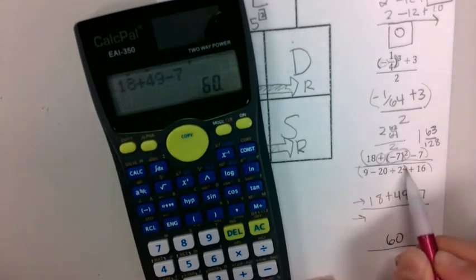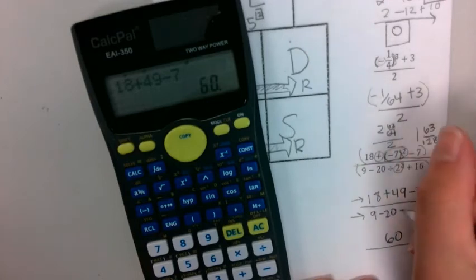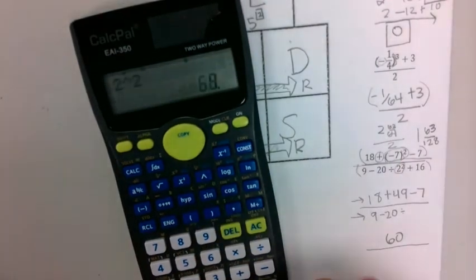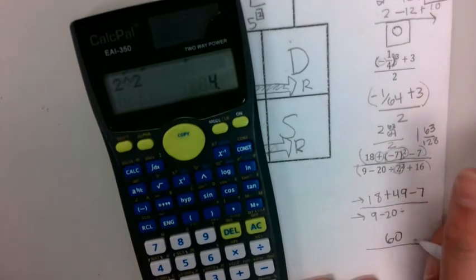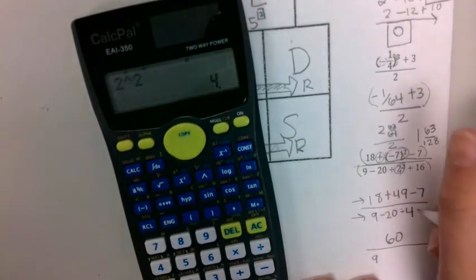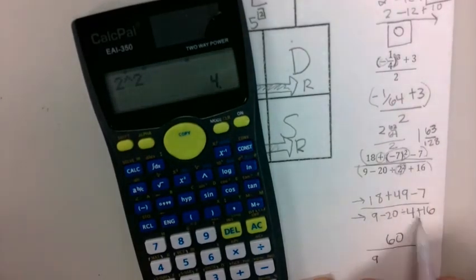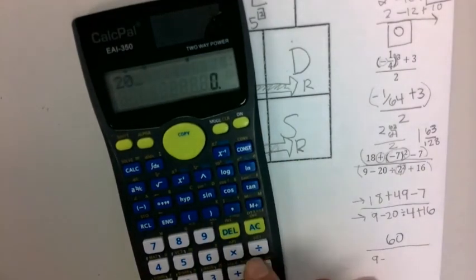So if I'm looking at the bottom, I'm going to start with my exponent. 9 minus 20 divided by 2 to the second power. Notice there's no parentheses. I don't need to include the parentheses. And I'm going to write that down, 9 minus 20 divided by 4 plus 16. I'm going to look at this line again. There is a division symbol, no multiplication, so I'm going to do that next. 9 minus, now I'm going to do the 20 divided by 4, and I'm going to get 5.